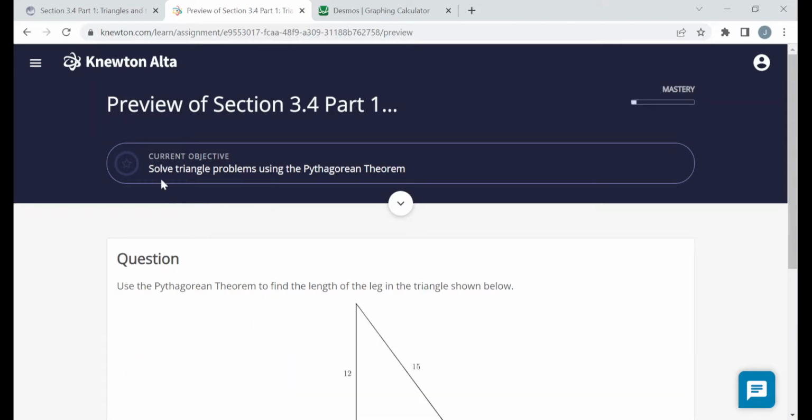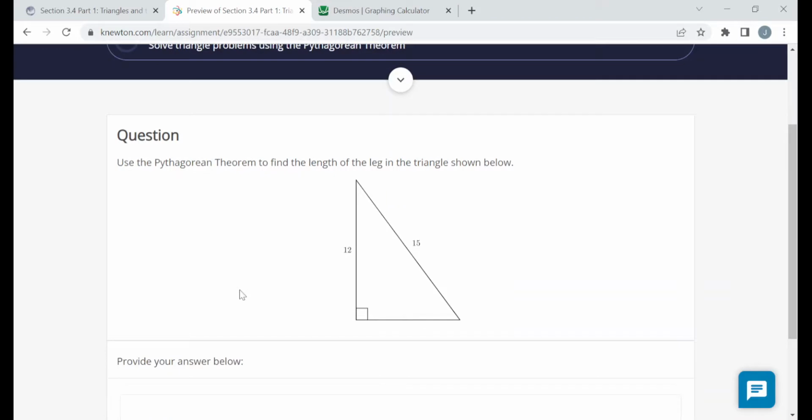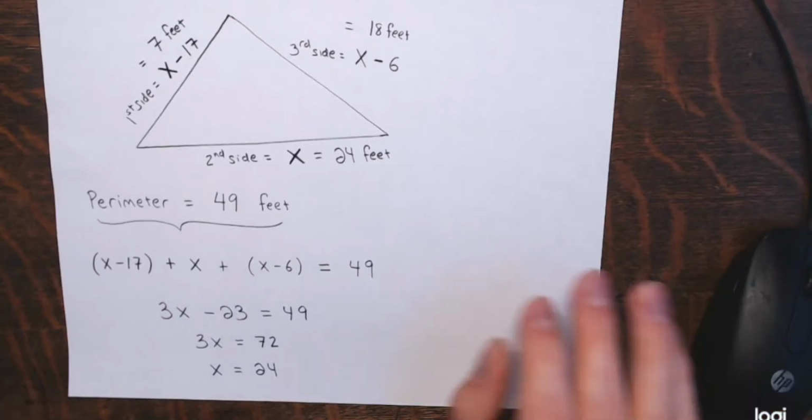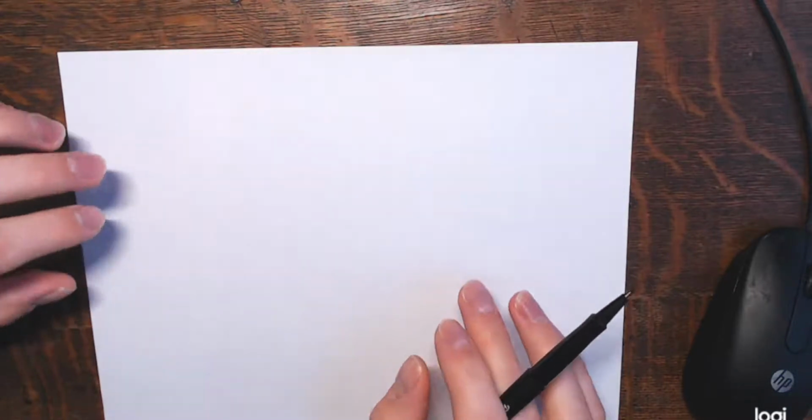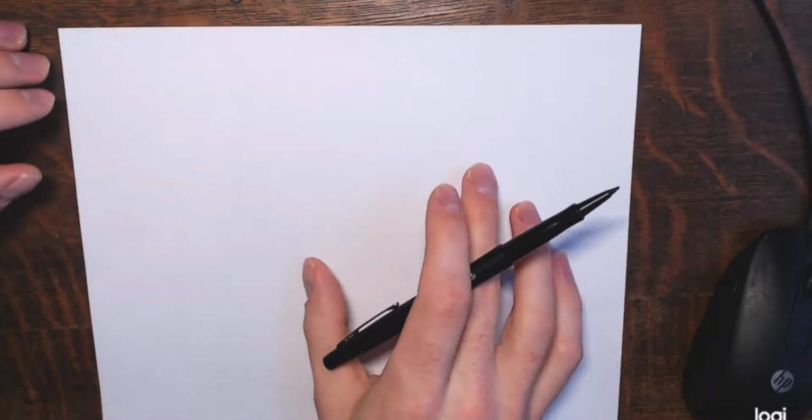Okay, so here we're in the objective, solve triangle problems using the Pythagorean Theorem. Alright, so I will state the Pythagorean Theorem first, and use the Pythagorean Theorem to find the length of the leg in the triangle shown below. Now the Pythagorean Theorem only applies to right triangles, triangles with a 90-degree angle in it.